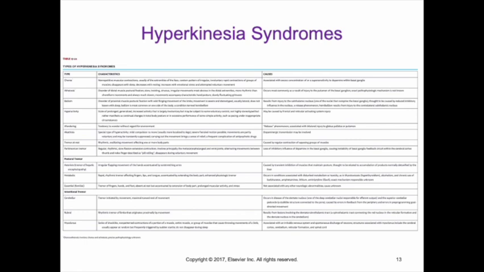I'm not going to read through all of these different types of hyperkinesia syndromes, but I do want you to go through and try to pick out some that are associated with the different changes in dopamine. This is one way to look at this chart, and also where it's affecting the brain, specifically if it's affecting the basal ganglia. This is something to look at as well.